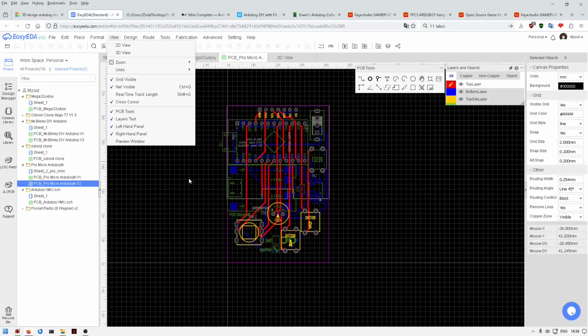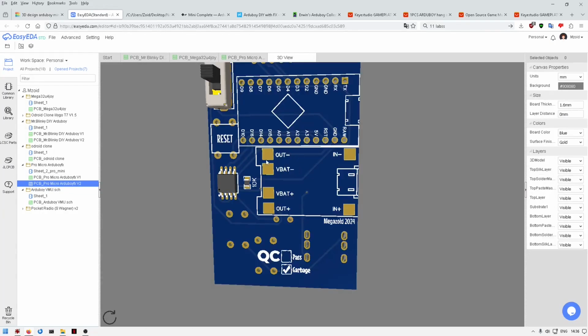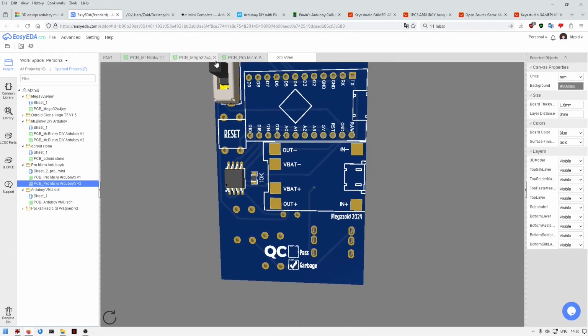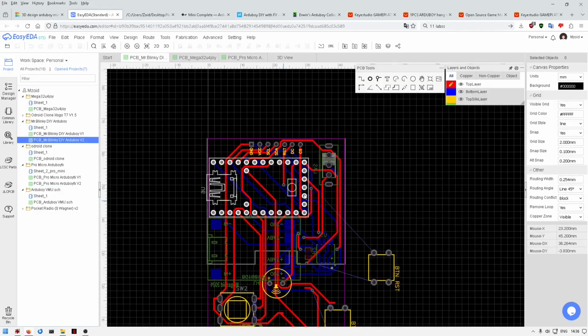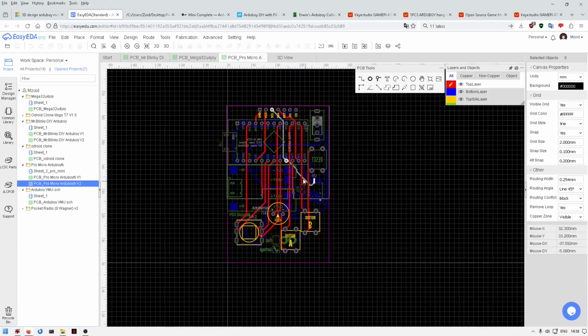The PCBs, I've had to clean them up. I'm still in the process. I haven't done Mr. Blinky. This is the one that I think is worth going for. In fact, I might not even bother sending off the Pro Micro one, because I just don't think that's the way, that's the route.